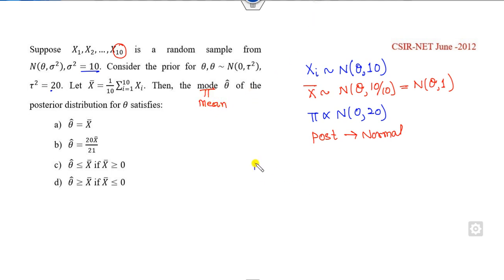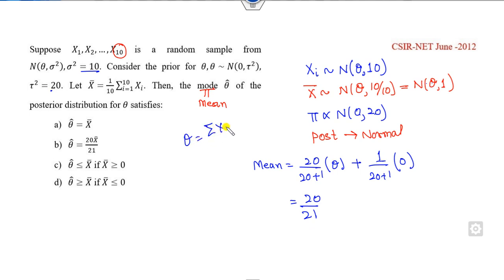So can you find the mean of this? We have to find the weighted average: 20 divided by 20 plus 1 of theta plus 1 over 20 plus 1 of the prior mean. So this part is 0. It is 20 divided by 21. What is theta? The sample mean, Xi divided by 10, which is given as x bar. So what is the mean? The first option is cancelled. The second option is the correct option. Now this is my theta cap.